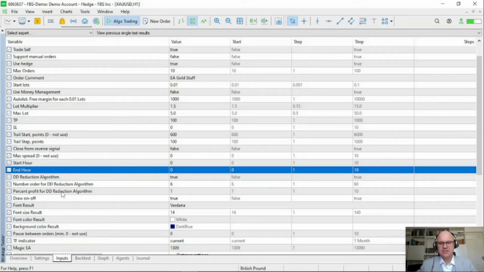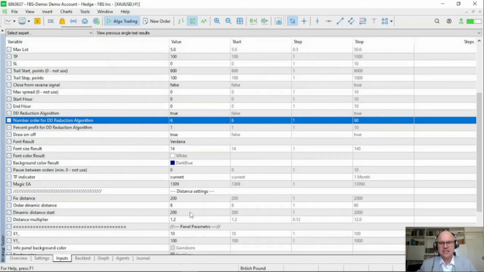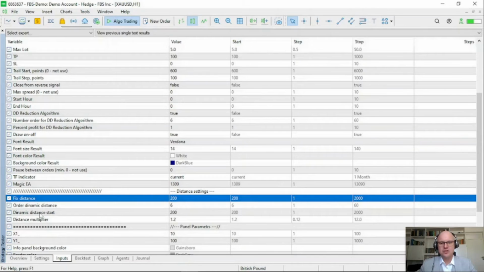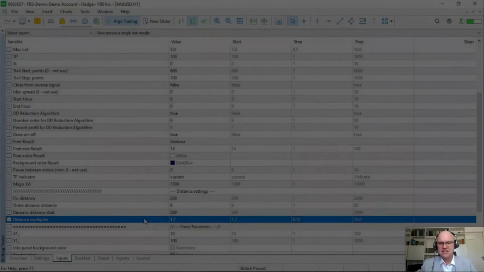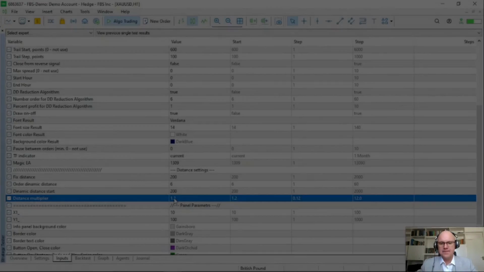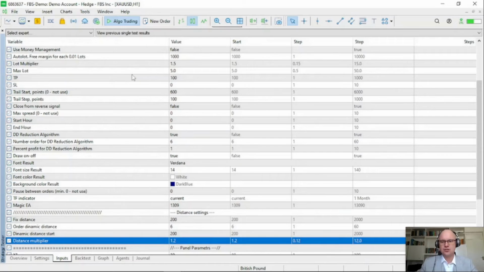Now, it has two ways of calculating number of orders and percent profit for the drawdown reduction algorithm to kick in. You will see that on default, it is set to 6 numbers of orders and 1. The last important aspect for the grid is the distance settings between the grid orders. So it does have the option of using a dynamic distance after 6 trades. What this means is then the dynamic distance will start at 200 and the distance multiplier will be 1.2.